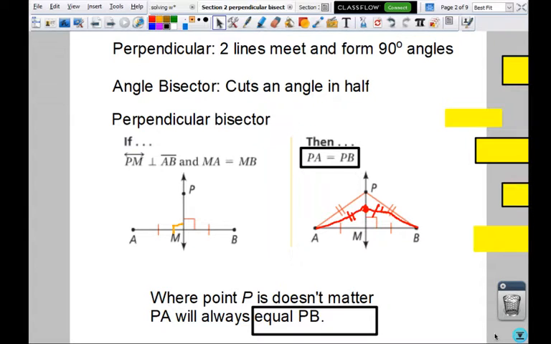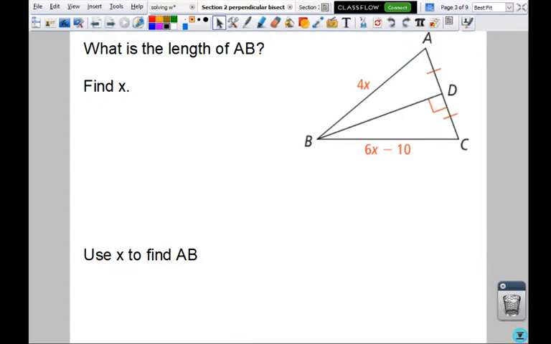So, because of this, we can find missing pieces of triangles as long as there's a perpendicular bisector in there. So, anybody still working on these notes? No. Put that as a note.